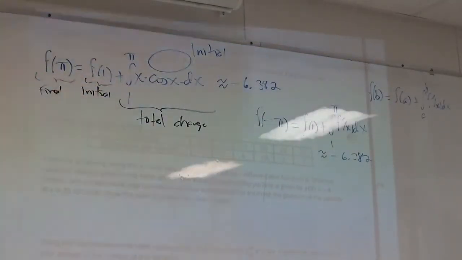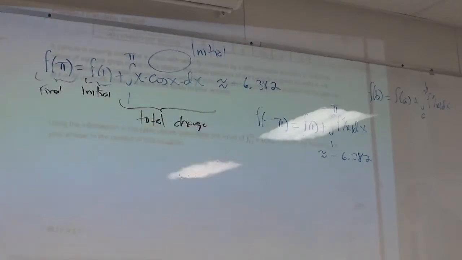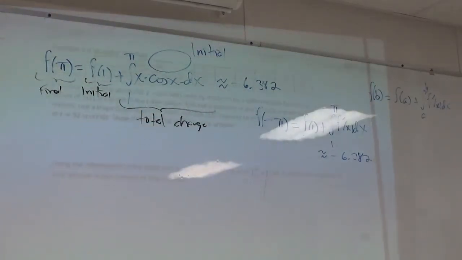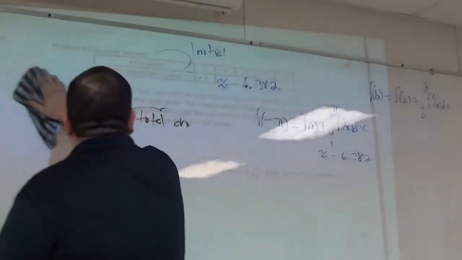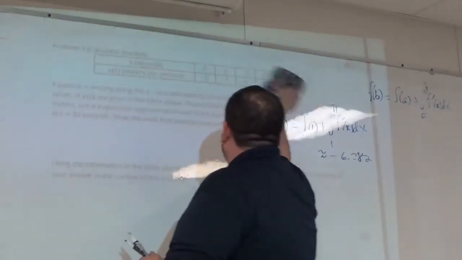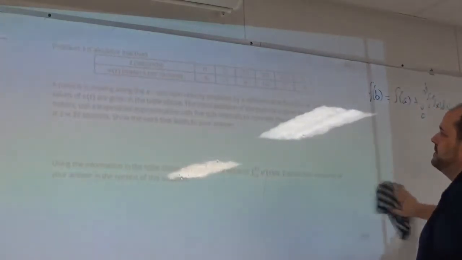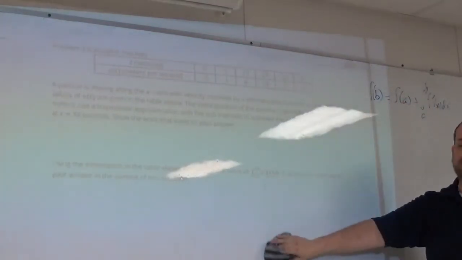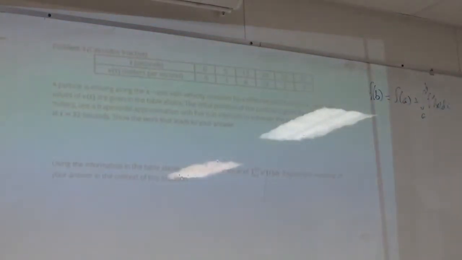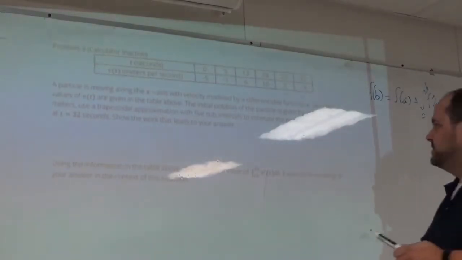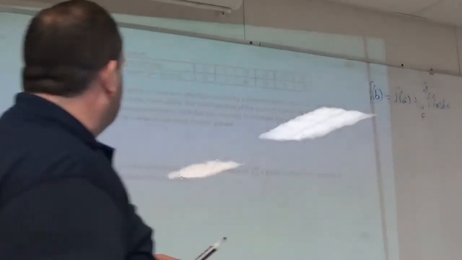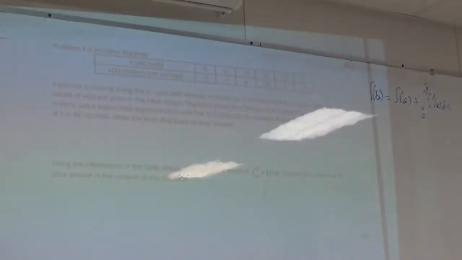Problem number 3. A particle is moving along the x-axis with velocity modeled by a differentiable function v. Selected values of v of t are given in the table above. The initial position of the particle is given by x of 0 is equal to negative 4 meters. Use a trapezoidal approximation with 5 subintervals to estimate the position of the particle at time t equals 32. Show the work that leads to your answer.